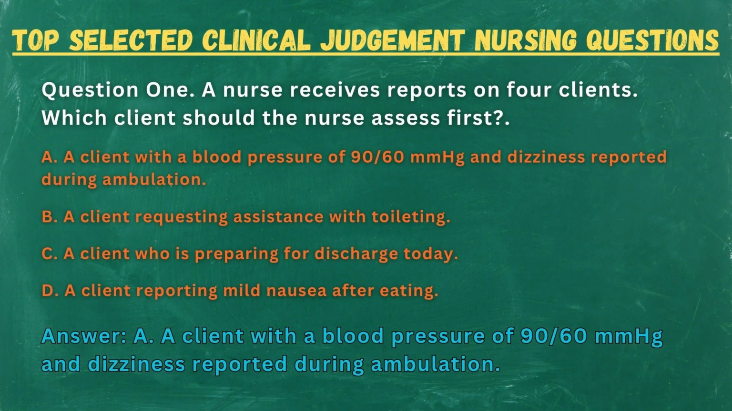Answer. A. A client with a blood pressure of 90/60 millimeters of mercury and dizziness reported during ambulation.